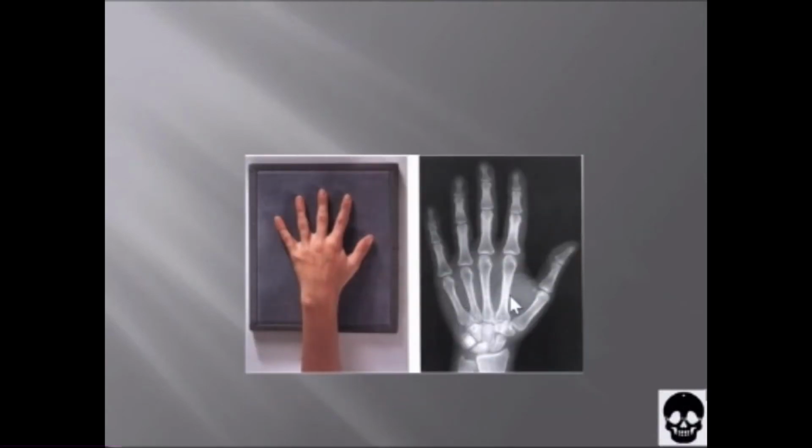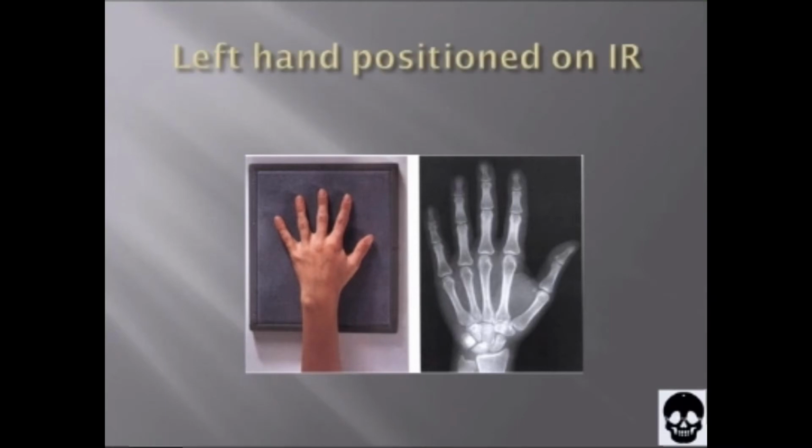This image represents the left hand position on the IR, or the image receptor. This view is from the perspective of the X-ray tube. The radiograph of the left hand is placed on the illuminator in the same manner, with the digits up.